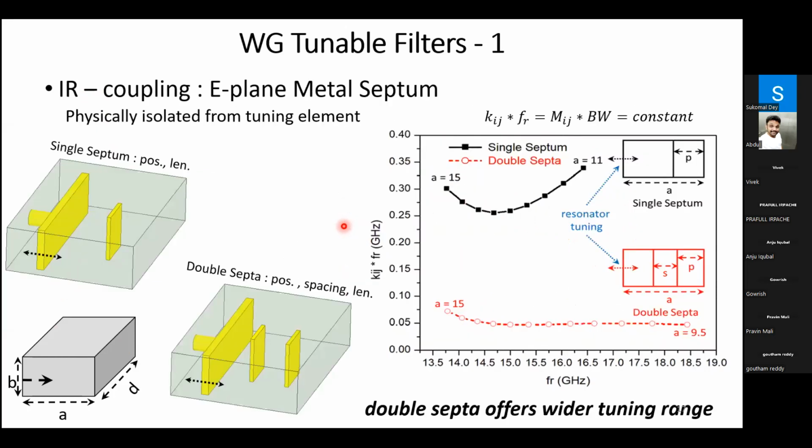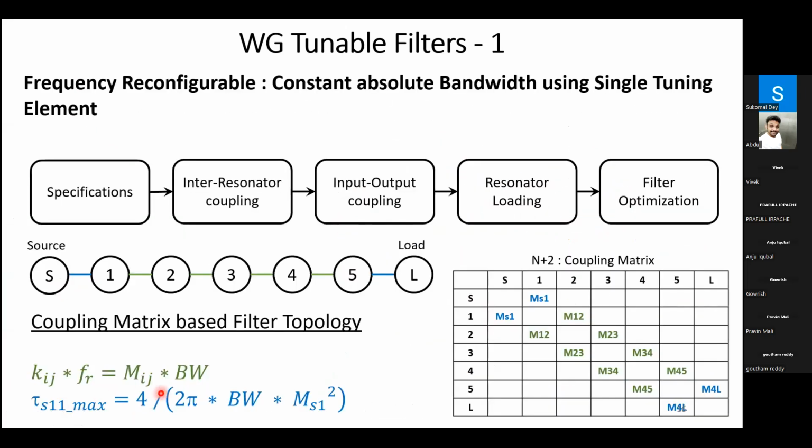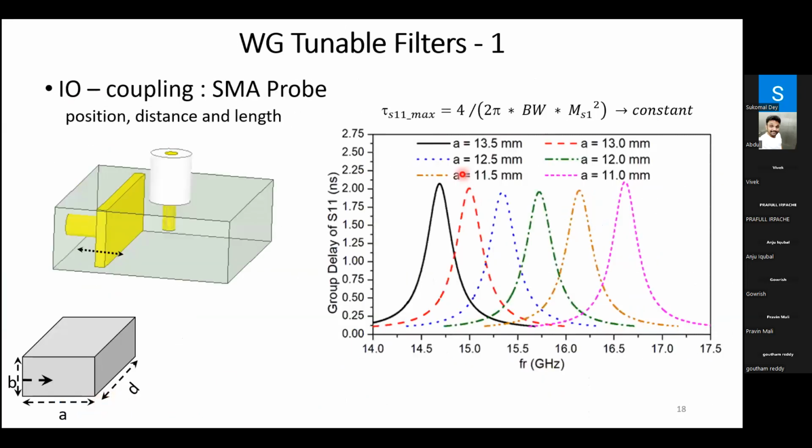We saw that, right? The reflection group delay should be constant because the right-hand side in this equation is constant for the constant bandwidth. So the reflection group delay, S11 group delay, has to be constant. And the reflection group delay was reasonably constant over the tuning range. So we adopted the probe coupling.